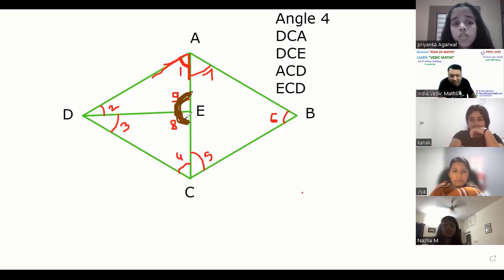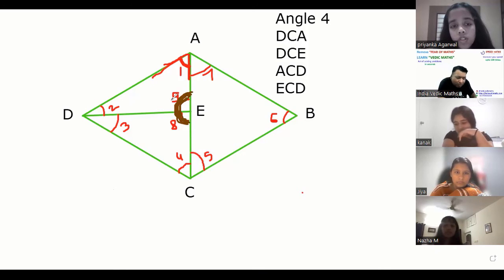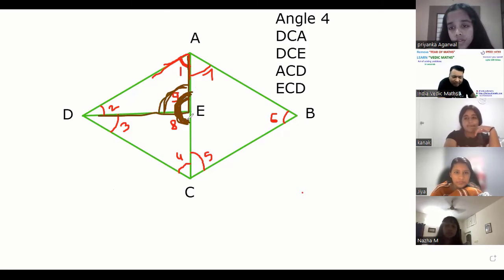Got it? Angle CEA and angle E. Yes. Nice. Anybody, any question on this? Naja, any question? Sir, can we say angle AED? No, AED, Mayank, will be half the angle, right? Look, AED will be half only. We're looking for the full angle, right? Okay, sir. We cannot.